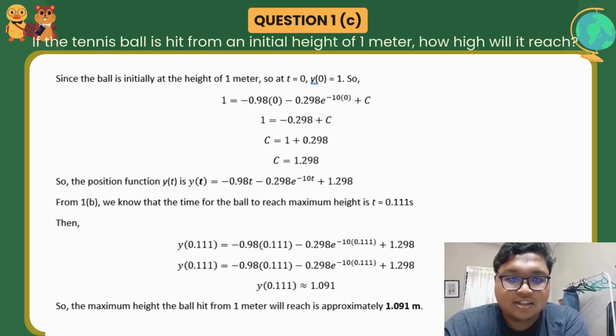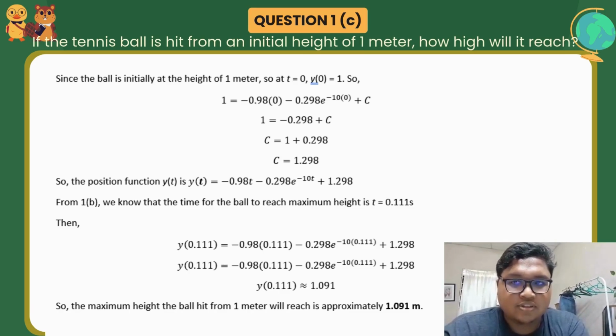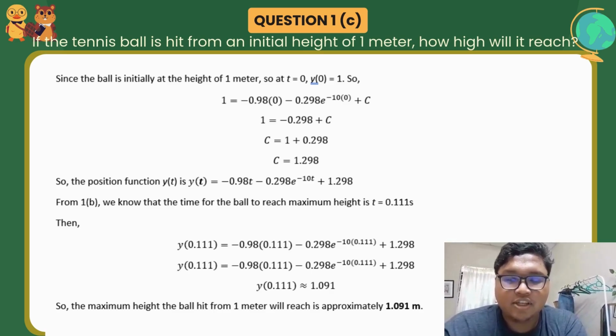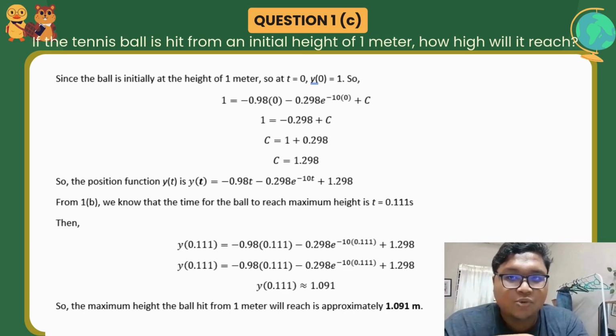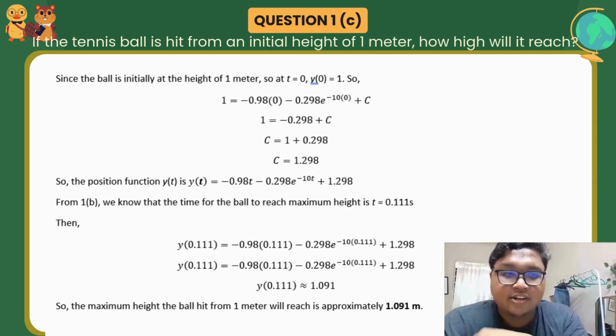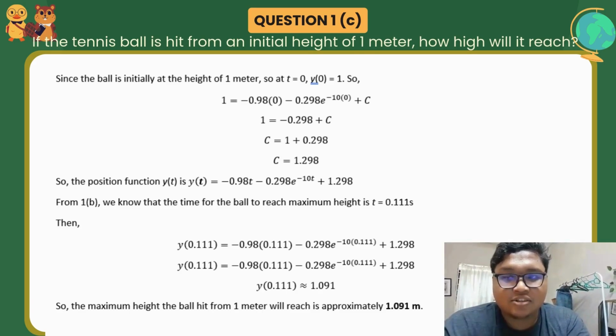Now, from what we showed in 1b, we know that the time for the ball to reach maximum height is t equals 0.111 second, approximately. By that approximation, we can enter the time into our position function. So we insert t of 0.111 into our position function, calculate the entire equation, and we find that the approximate height of the ball hit from 1 meter will be 1.091 meter. That will be the answer to this question.